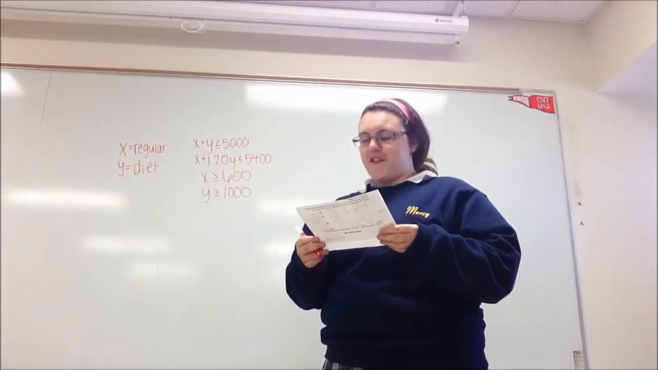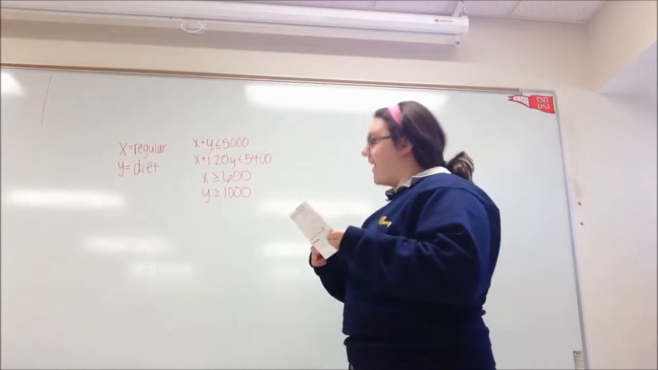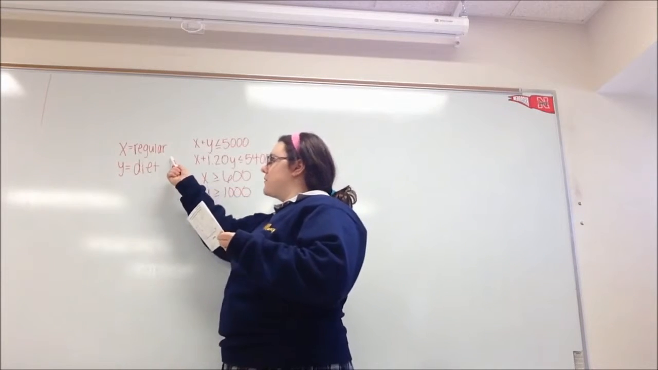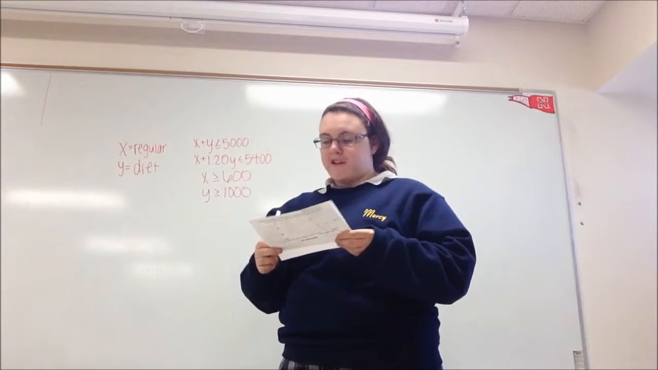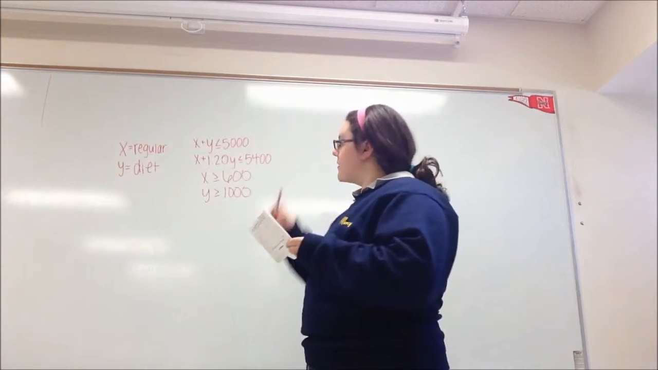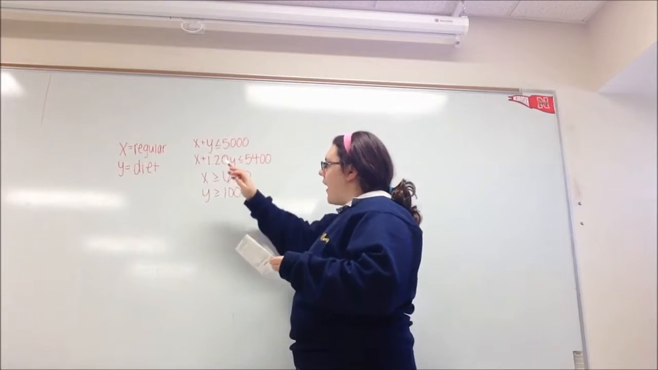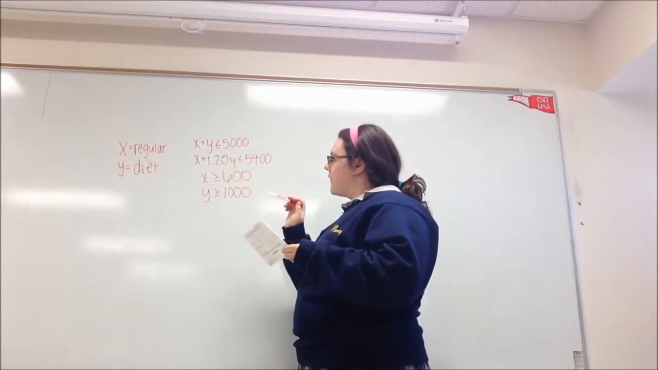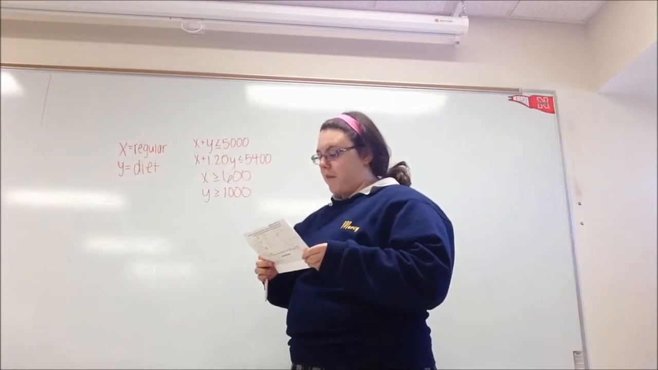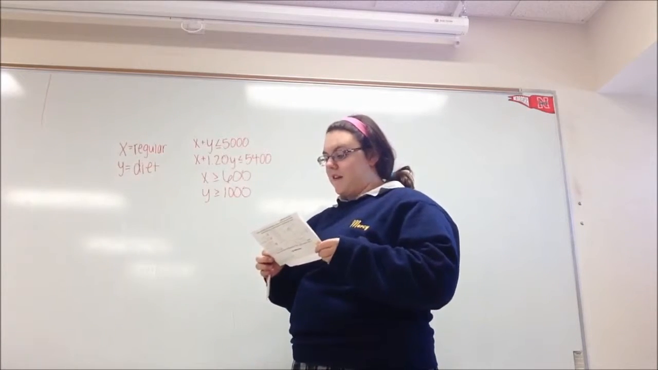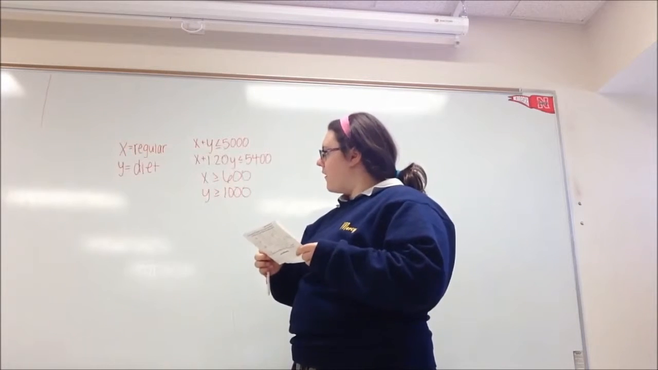Okay, the first thing you want to do for this problem is to find your variables, and we have x is regular and y is for diet. And after that you want to find your constraints, and these are the constraints we got. X plus y is less than or equal to 5,000 because the soft drink bottling company has to make at least 5,000 cartons per day.